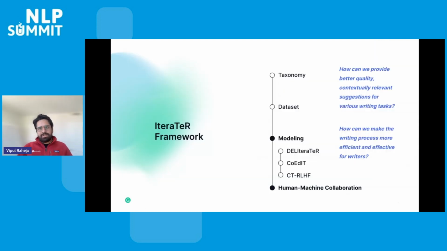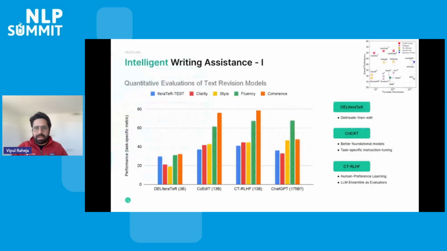So in the next section, I will present some results pertaining to the modeling and human-machine collaboration. Across our modeling and human-machine collaborative writing explorations, we observed that while instruction tuning has been an incredibly powerful technique to improve the quality of revisions, RLHF training is able to improve it further, especially along the more subjective criteria such as style and coherence.